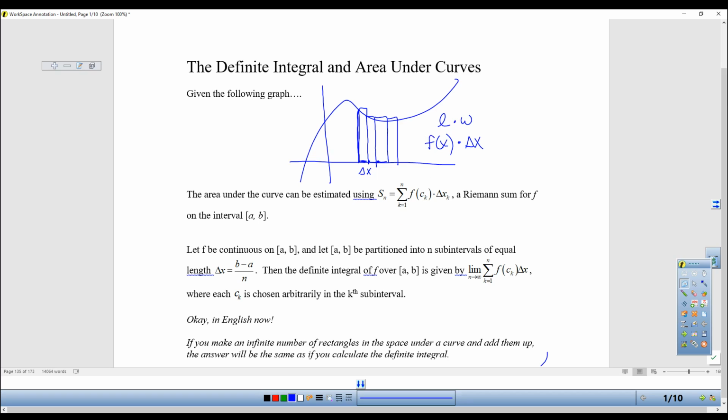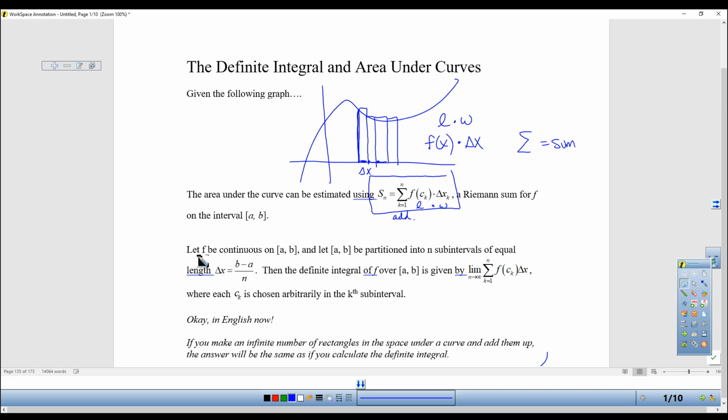If you add up all those rectangles, you'll get the area. So this really complicated looking notation is just that. The sigma means sum, which means to add up. So you're adding up all of the f of x's times delta x. So this is just length times width, and this is adding them up. It's a complicated looking definition, but it's really not that bad.